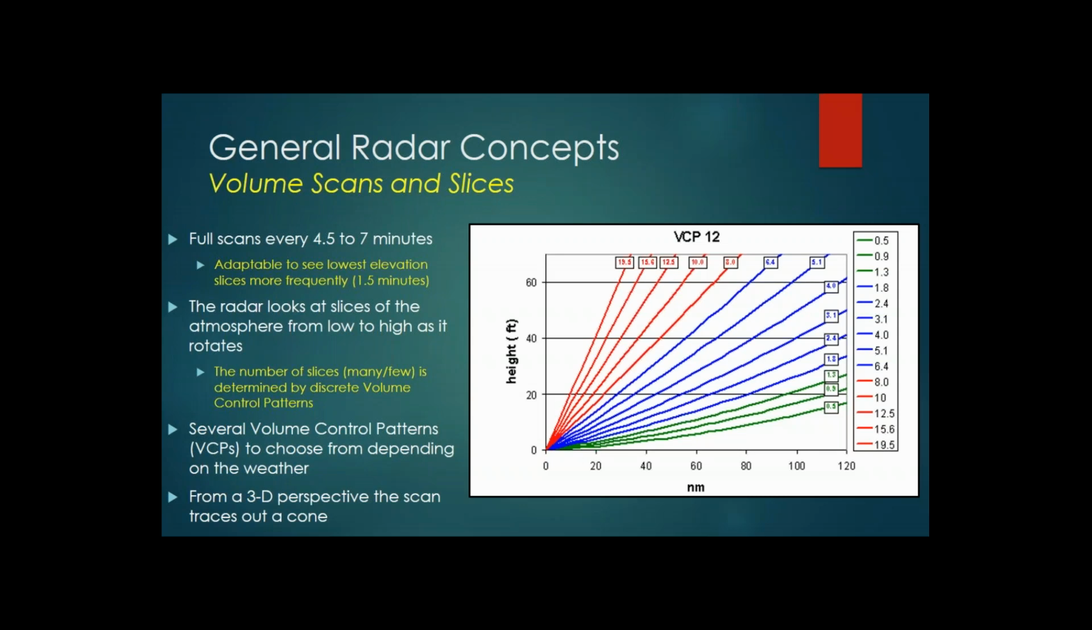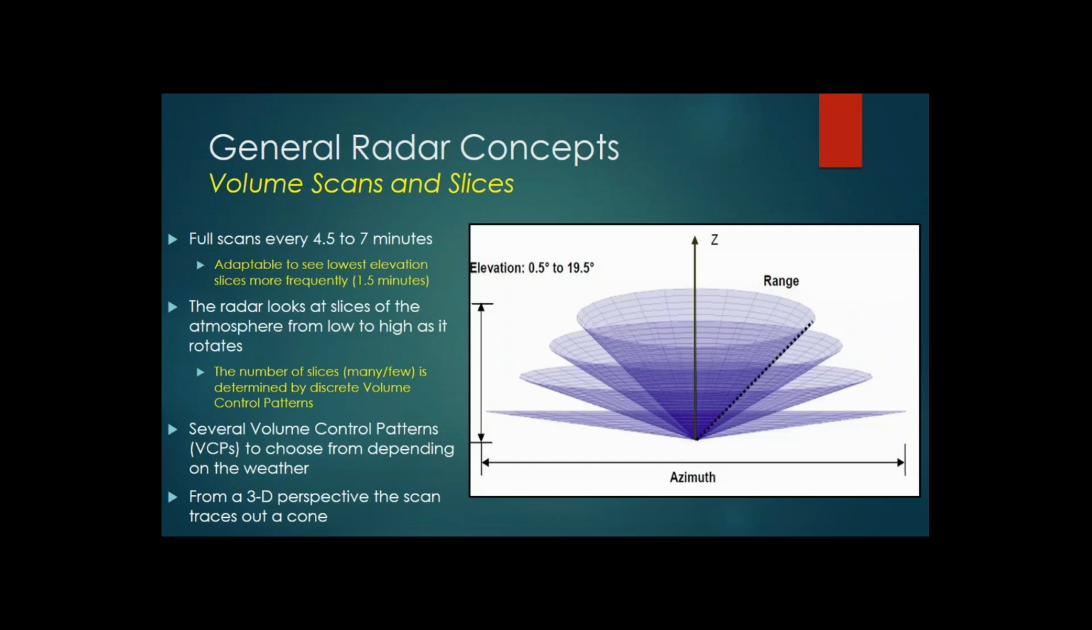Here's an example on the screen of a volume control pattern. You can see the green, blue, and red, the low, medium, and high slices, and those little numbers are the elevation angles above the surface. The lowest angle here is 0.5 degrees, or 1/2 of 1 degree. You can't point the radar down into the ground, so you've got to start a little bit off the surface, and then you pivot all the way up. Over time, it's basically tracing a cone in the atmosphere, so it's a three-dimensional view of how the atmosphere looks. The elevations generally range from 1/2 degree to about 19.5 degrees above the surface. Then it'll reset and start all over again.